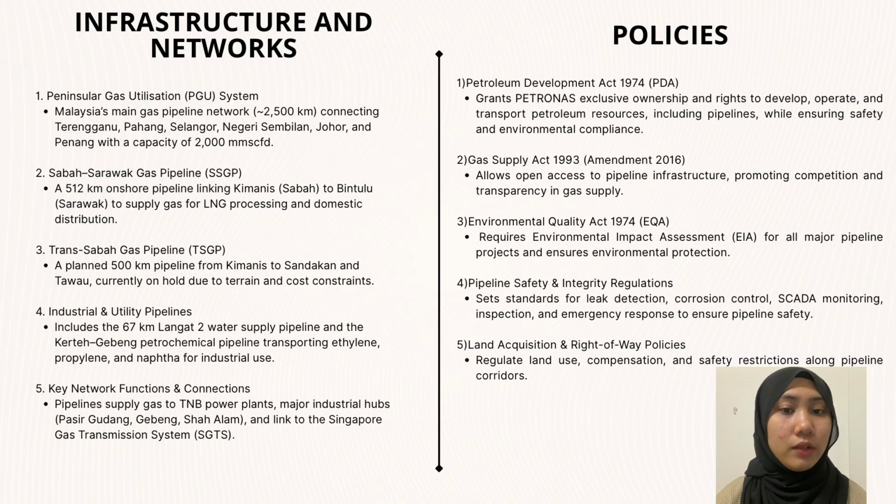Lastly, network function and connection. Pipeline supply gas to TNB power plant, major industrial hubs, which is Pasir Gudang, Gebeng, Shah Alam, and linked to the Singapore gas transmission system. Next, I will explain about policy.